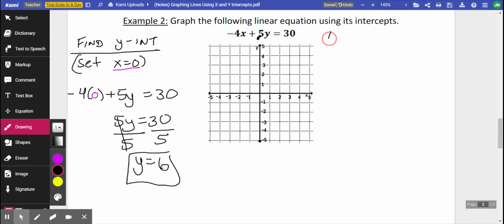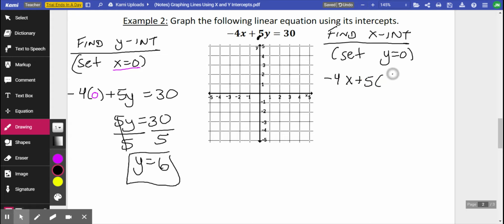So on the other side, I'm going to find the x-intercept by setting the y equal to 0. So everything else will stay the same. So negative 4x plus 5y equals 30. But instead of the y, once again, I'm going to be setting the y value to 0. So plug that in. So 5 times 0 would give you 0. This will give you negative 4x plus 0 is equal to 30. The 0 goes away, obviously, so we just get negative 4x is equal to 30.